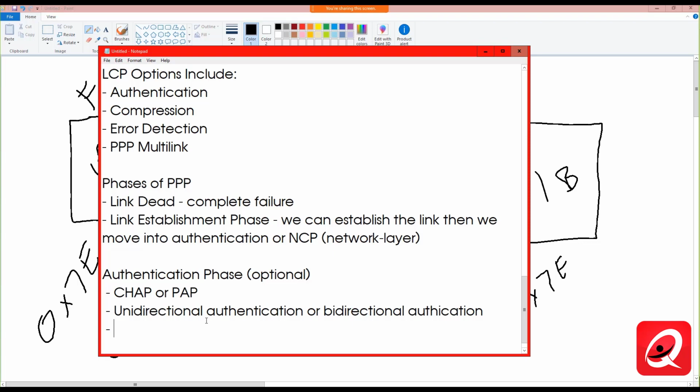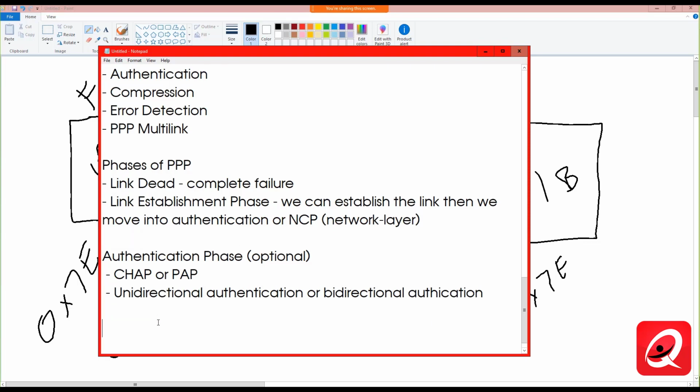Okay, so we'll take a look at what those authentication methods look like and what the process is for authentication a little bit later on. And we'll actually do some debugs, and I'll show you how that authentication process takes place. Okay? Unidirectional. There we go. All right.